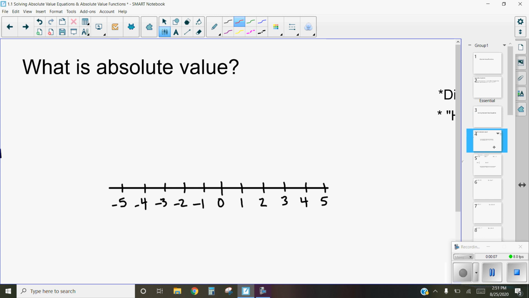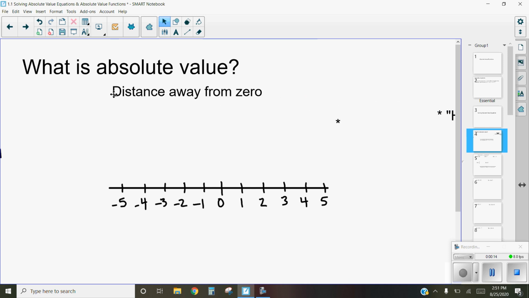So just as a quick review, what is absolute value? Well, absolute value is the distance away from zero. That's all that it is. So when we talk about that absolute value, usually we see it in a math problem, and we often see it represented by two vertical lines. There's a number sometimes inside, there's an expression, whatever it is. But it's talking about that distance away from zero.